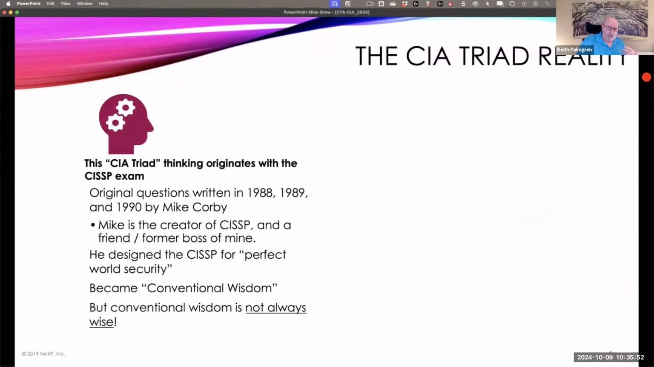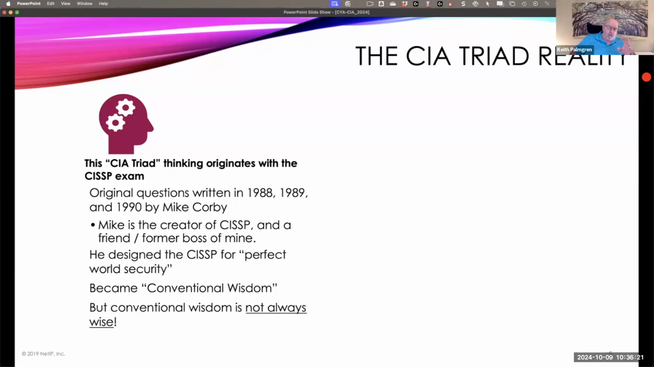Understand, the original questions for the CISSP exam were written by a man named Michael Corby. He wrote those questions in 1988, 1989, and 1990. Mike Corby's CISSP certification number is number 1. He created the cert. For full disclosure, Mike is an old boss of mine and a good friend of mine. Please understand, nothing I'm saying here is bashing Mike. He did an amazing job and created, at the time, an amazing certification.